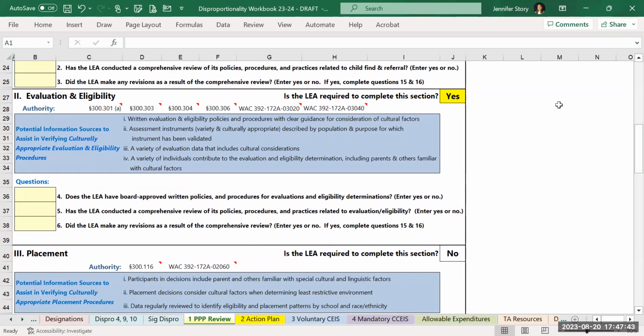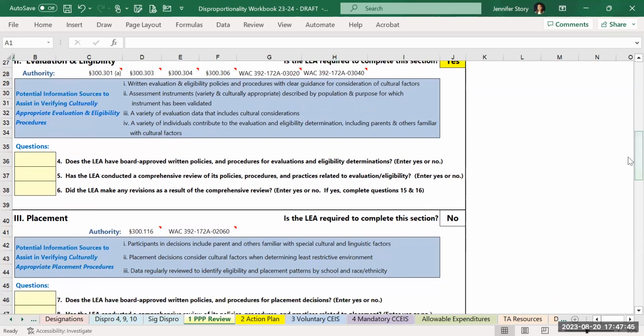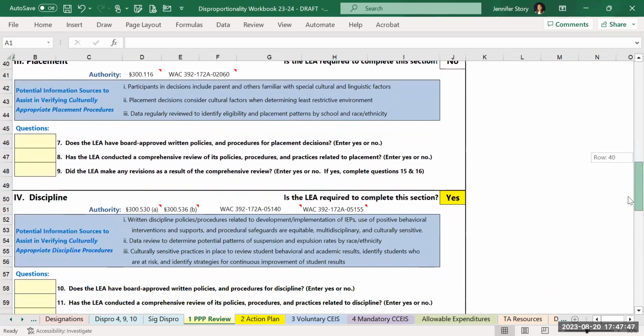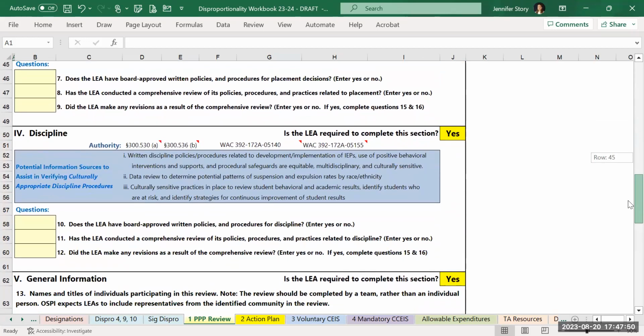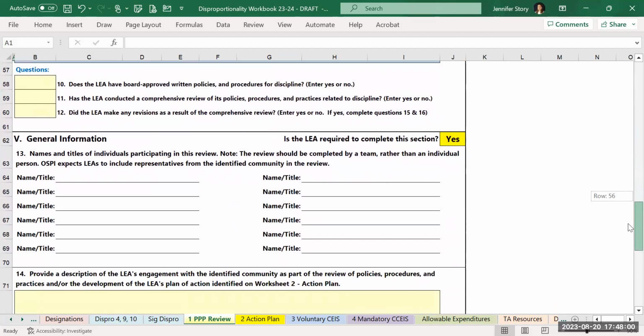So the second section is evaluation and eligibility. We've got a section on placement, and we've got a section on discipline. Those are all of the areas that are identified in the definition of disproportionality and significant disproportionality. Every district is required to complete section 13, and that's the names and titles of individuals participating in the review of your policies, procedures, and practices.